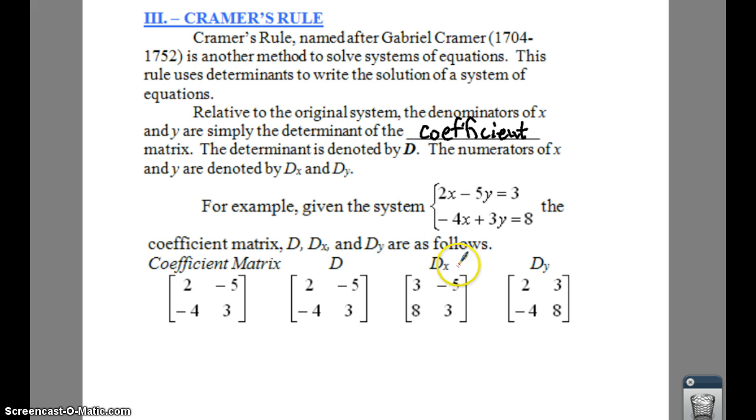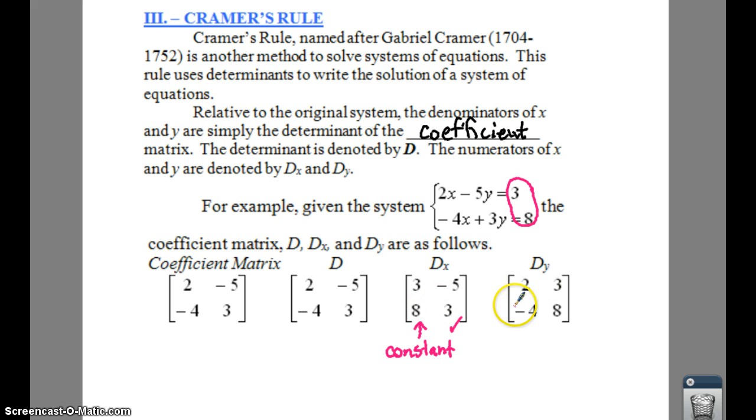Now we're also going to find D sub x, and if you notice, if you're going to solve for x, instead of having 2, -4, -5, 3, these are still the same. However, these numbers change. These come from your constant matrix, I should say. So these are your constants. And notice what gets taken out. If you're solving for x, you're going to take out your x column and plug in your constants.